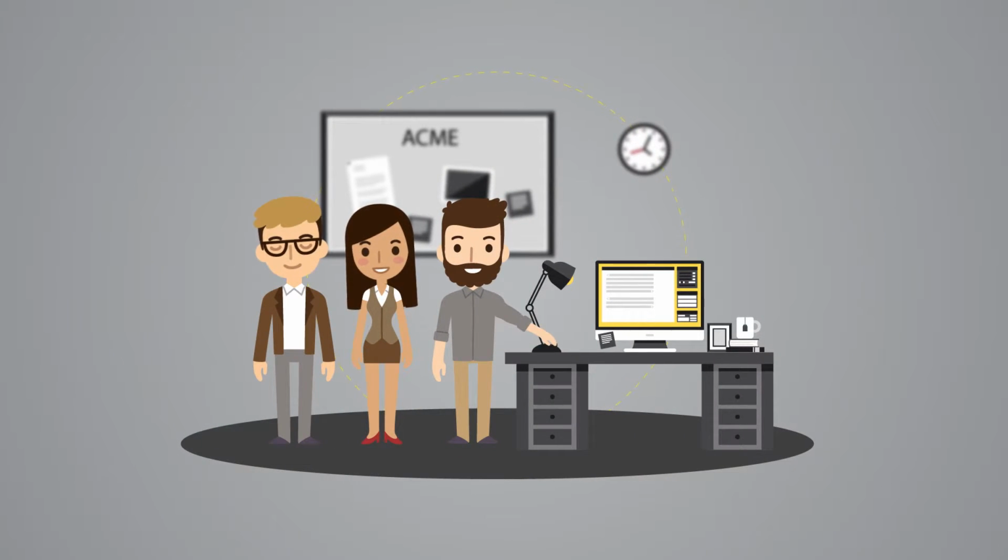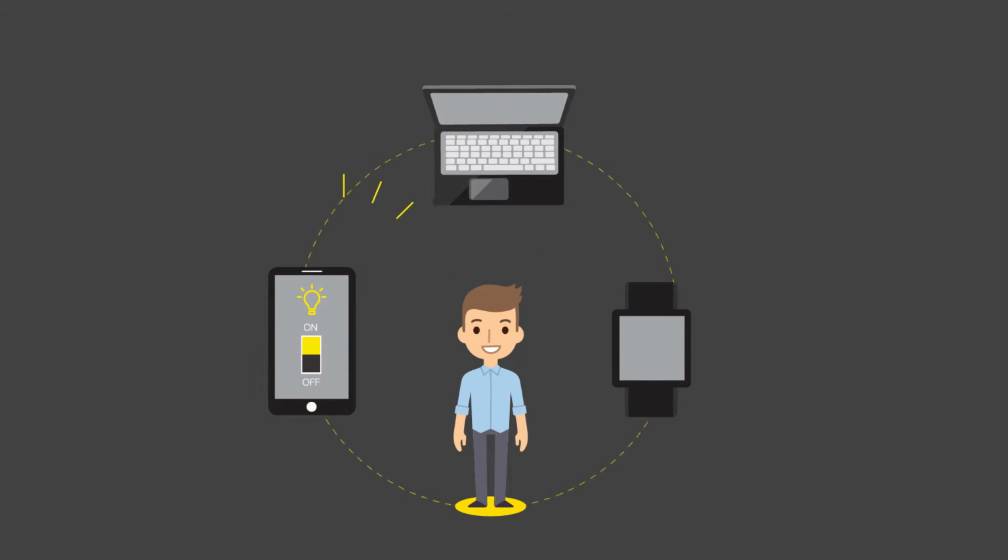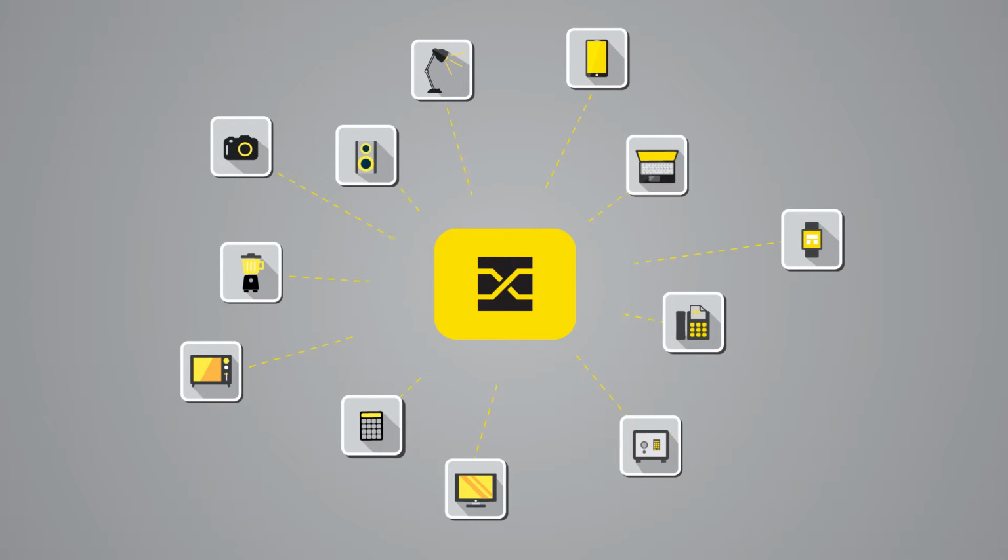When one of Bob's coworkers switches on the lamp, Bob is notified instantly on his mobile, or on his laptop, or on his smartwatch. This works for any number of lamps or end devices.